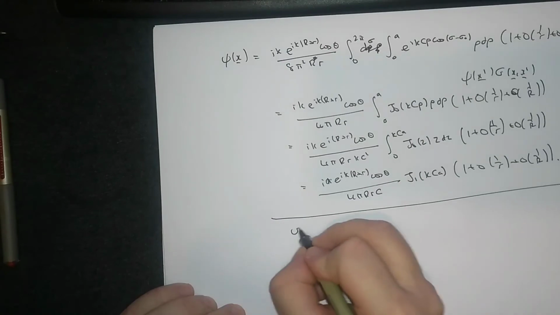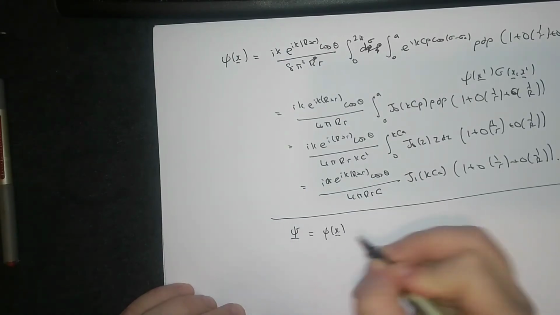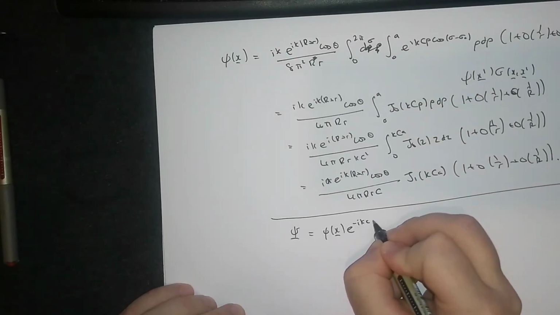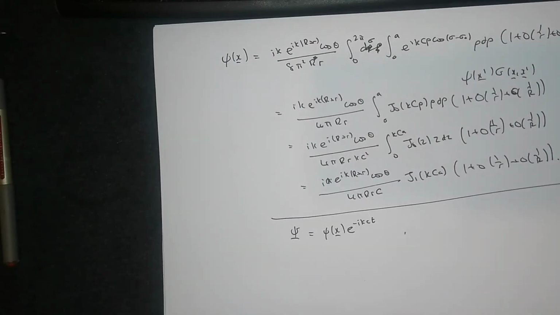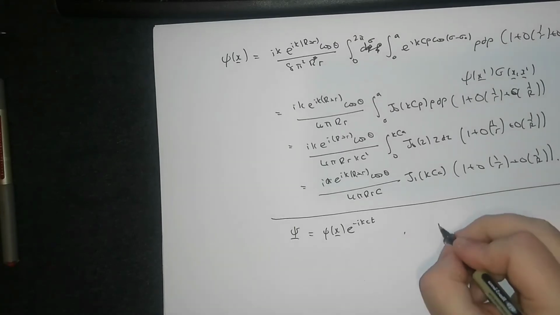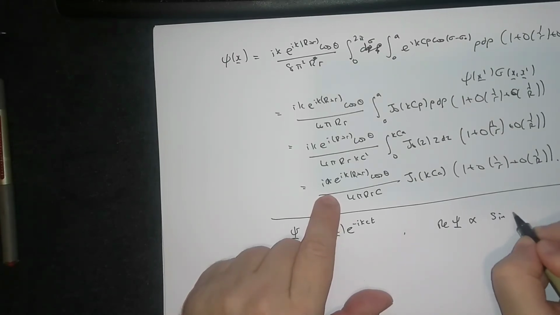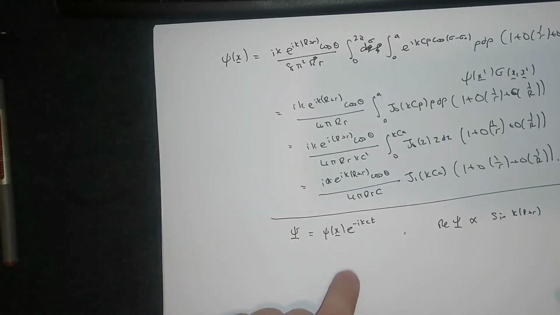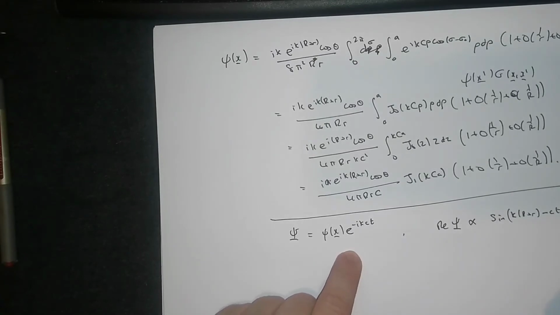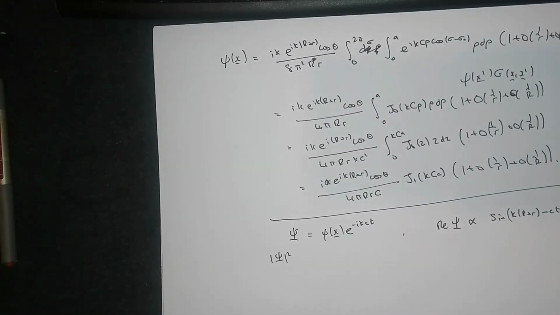Now if we restore the time dependence, psi of x e to the minus ikc t. I should have mentioned earlier that the physical quantities are given by taking the real parts of these equations. So the real part of psi is going to be proportional to sine of k (r plus r minus c t). And for the modulus of psi squared, now you've actually got to add up the contributions from all of the components of the electric field to do this. If you remember, earlier on we had an arbitrary vector A, we could take that to be each of the canonical basis vectors in turn to get results like this.